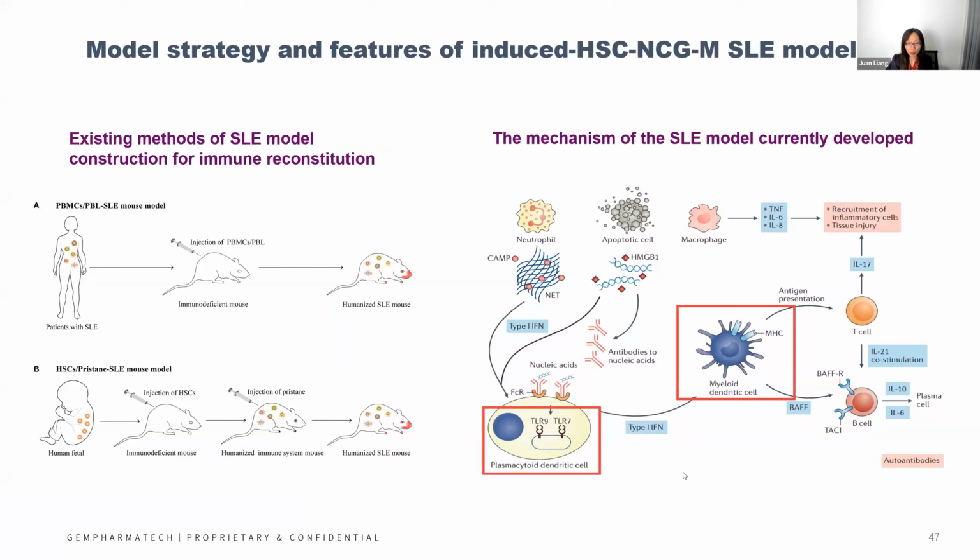And then we administer the mice with toll-like receptor agonist. The toll-like receptor agonist could activate the pDC with release of abundant type 1 interferon. The type 1 interferon could promote the antigen presentation by DC cells, leading to the T cell activation and also the B cell differentiation. The mature B cells, the autoreactive B cells, could generate the autoantibodies. So this model could develop SLE.